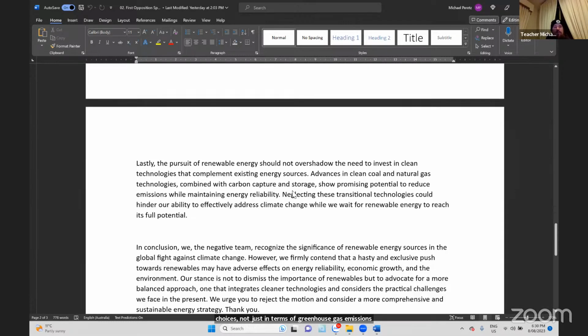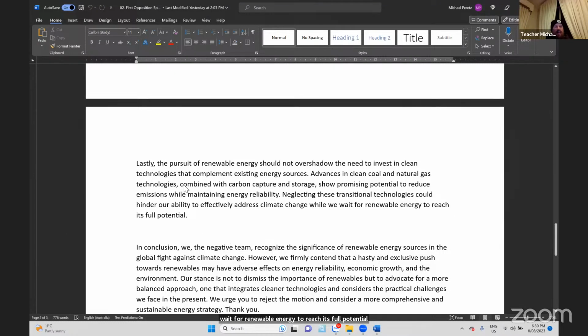Lastly, the pursuit of renewable energy should not overshadow the need to invest in clean technologies that complement existing energy. Advances in clean coal and natural gas technologies, combined with carbon capture and storage, show promising potential to reduce emissions while maintaining energy reliability. Neglecting these transitional technologies could hinder our ability to effectively address climate change while we wait for renewable energy to reach its full potential.